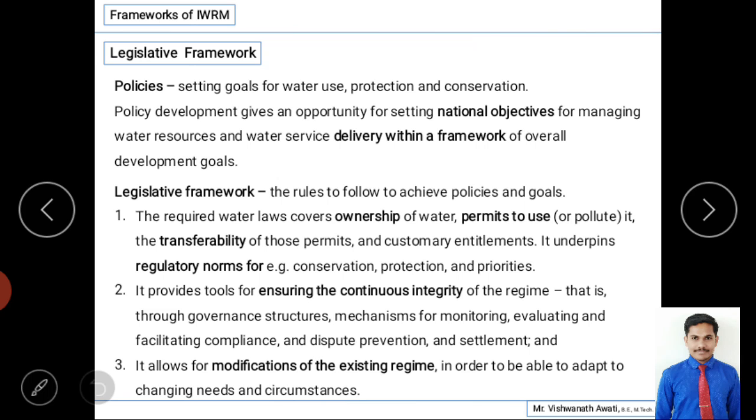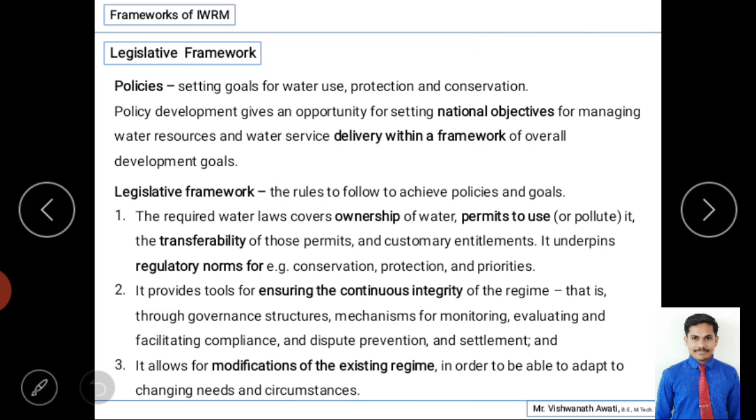But there is ownership to use the water and permits for users or to pollute, and it may even give permission to the public. So how the public has to use, how the private sector has to use, and who has to pollute, right? And it even has the ability to transfer these permits, from one person to another or one organization to another, how to transmit and give up permissions, right?